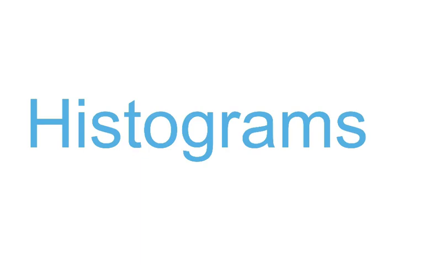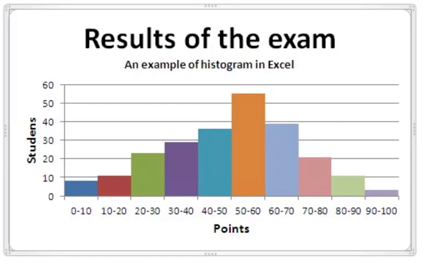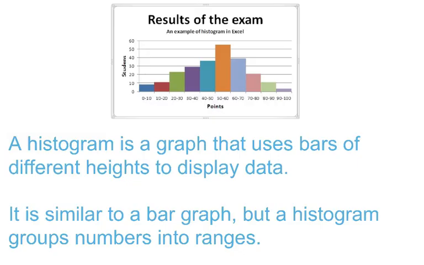What is a histogram? A histogram is a graph that uses bars of different heights to display data. It is similar to a bar graph, but a histogram groups numbers into ranges. You can see these ranges here on the x-axis.